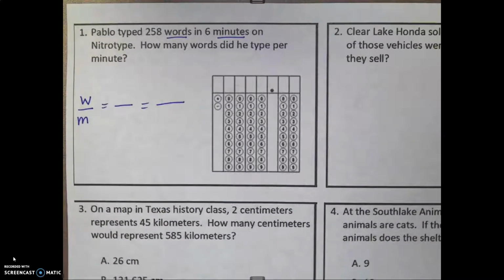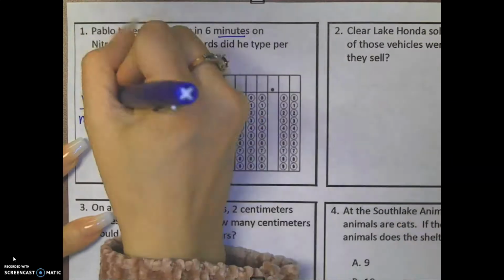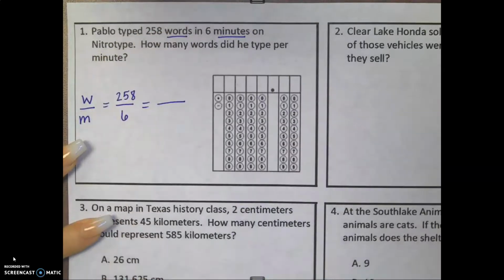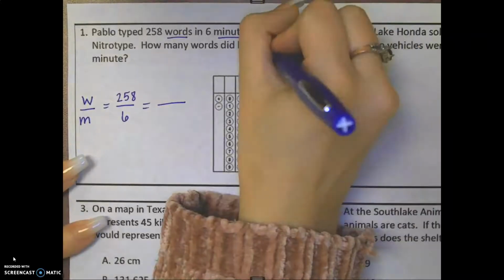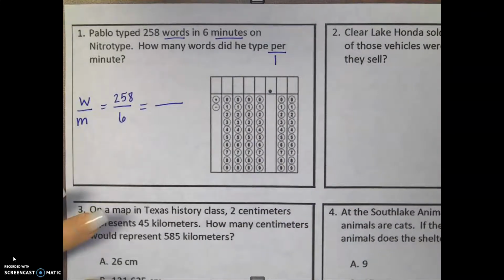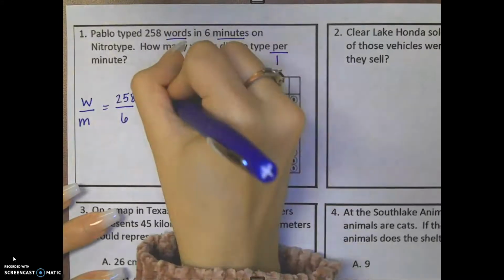Typically, they give it to you in the first sentence. 258 words in 6 minutes. So 258 will go on top. 6 will go on the bottom. And then my question says, how many words did he type per minute? Per means 1. So that means we're looking for how many for 1 minute. And we're looking for the word.